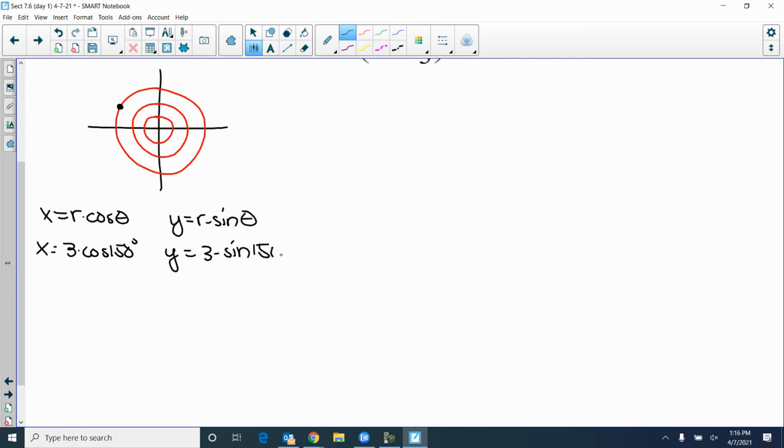All right, take a second. Think about what the cosine of 150 is. Think about what the sine of 150 is. Their exact values. Don't round them off.